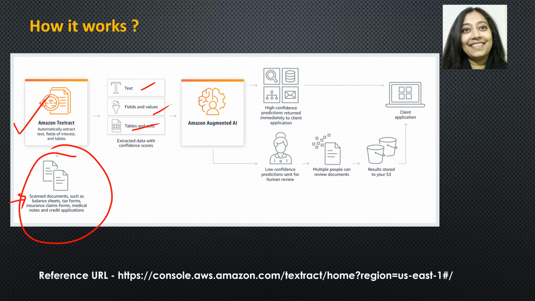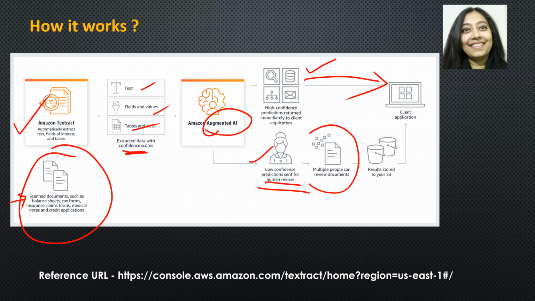And once it extracts this data, it also gives you a confidence score. Now, if you pair it up with Augmented AI, if the confidence score is on the higher side, then you can continue with your operations, or let's say if you have to show it on a client application, you can certainly do that. But if the confidence score is not all that high, then you need manual intervention, and humans can come and review it. They can review different documents, store their results in S3, and eventually you can continue further ahead.